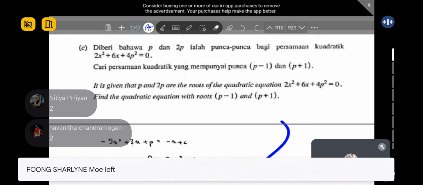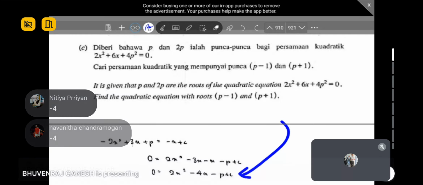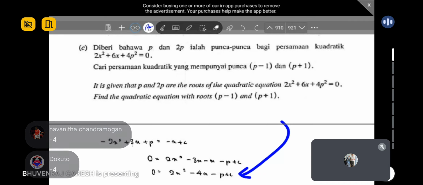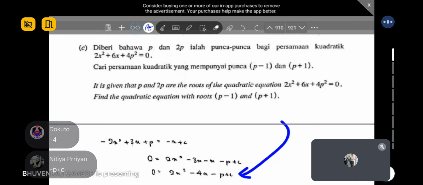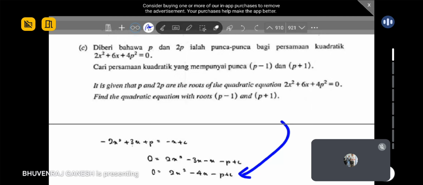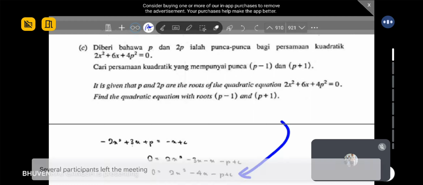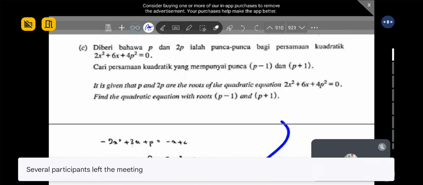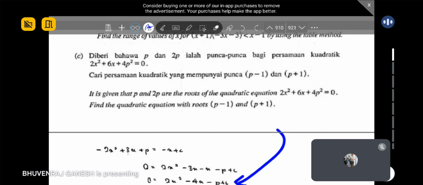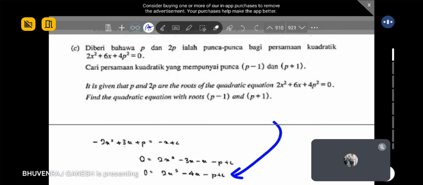Yes. What is your B value? Very good. What is your C value? Nilai C? Very good. Negative P plus C, correct. Okay, so then what will you do? Kamu akan buat apa? Yes. Okay, B squared minus 4AC. Right hand side? Lebih besar sama dengan atau lebih kecil dari kosong? Which one? Is it greater, less than or equal to for this one?